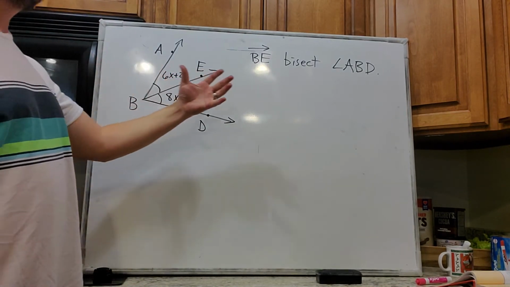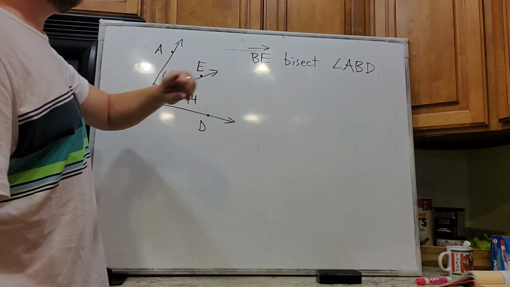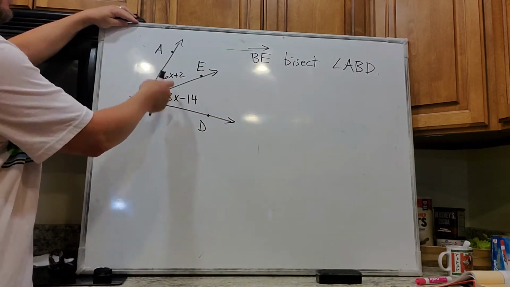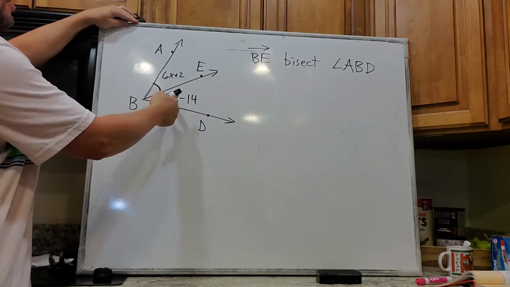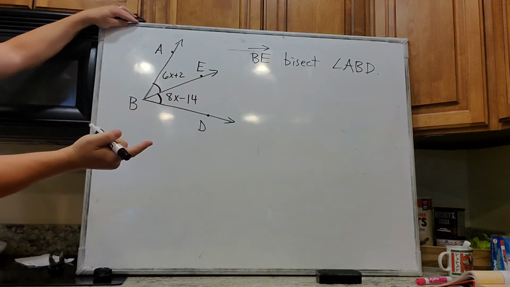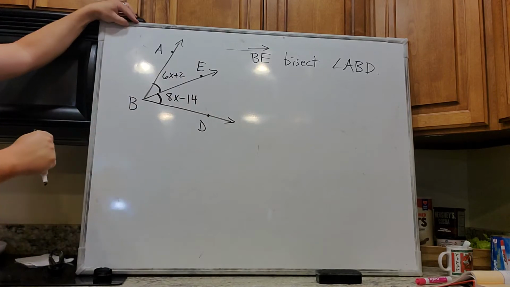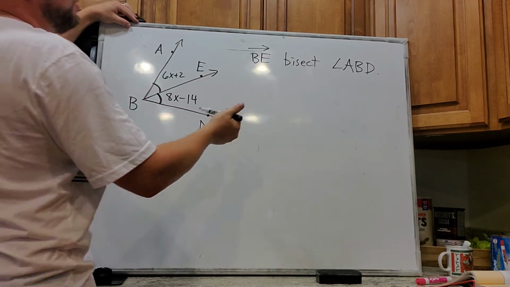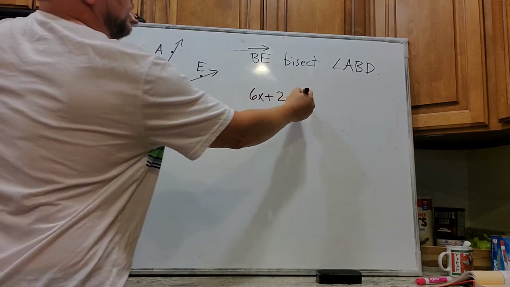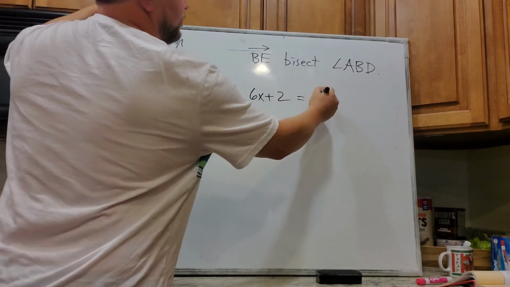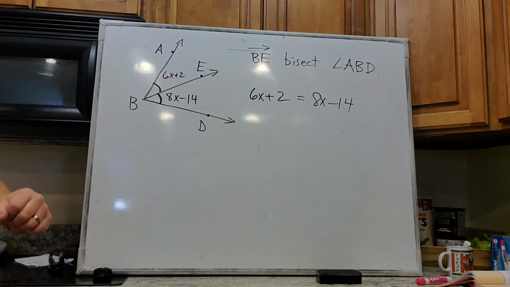If that's the case, I think this is a rather easy problem. If you understand that a bisector cuts something into two equal halves, this top half and this bottom half are going to be the same. They're going to be equal. We don't need to know what they add up to as a total like we did on the previous problem. In this case, I can simply say that this equals that, and solve for x.